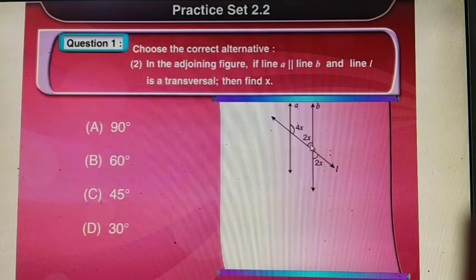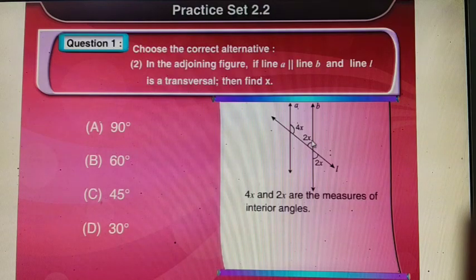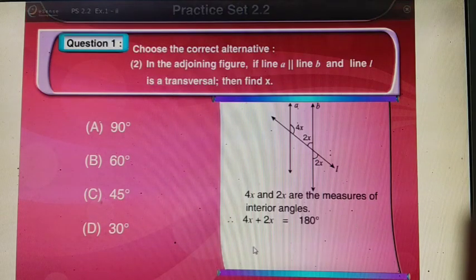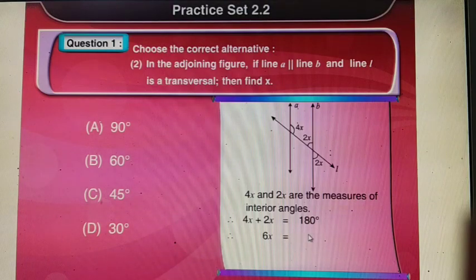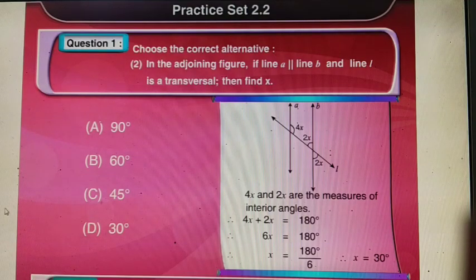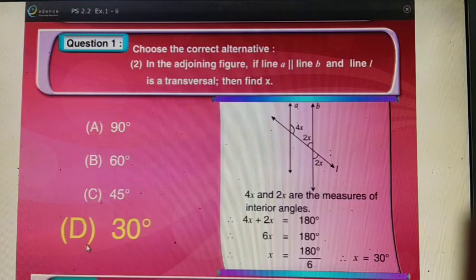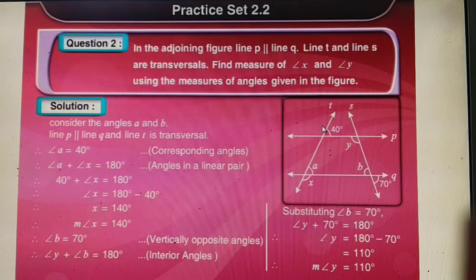Okay. Now 4x and 2x are the measures of interior angles. Therefore 4x plus 2x is equal to 180 degrees. Therefore 6x is equal to 180 degrees. And therefore x is equal to 180 upon 6, which is equal to 30 degrees. Therefore the correct alternative is D, 30 degrees.